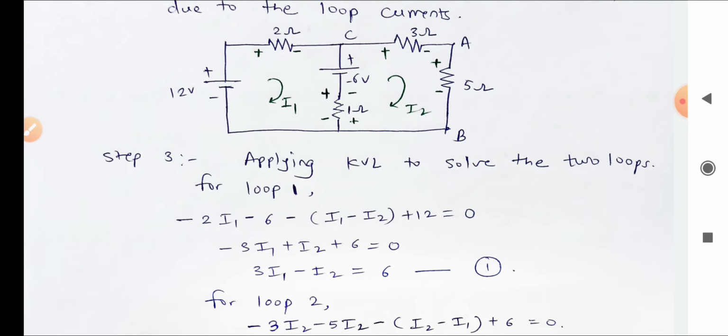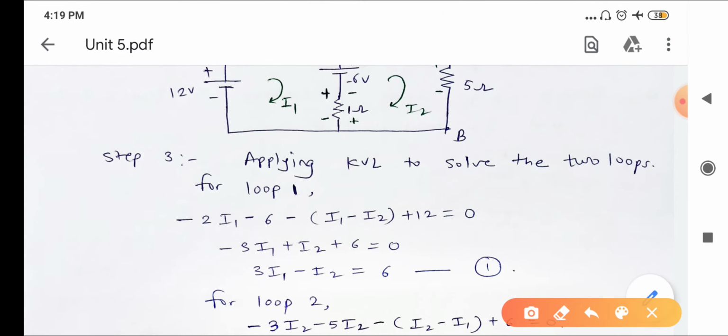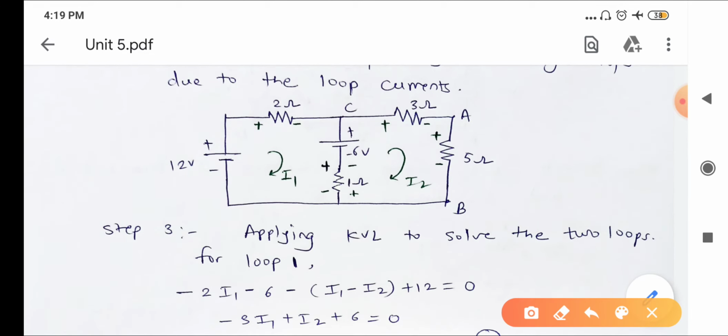So here first of all we'll write the equation for loop 1. Now in loop 1, I1 is flowing through it, so it will be minus 2 into I1. The next is minus 6, that is nothing but the potential drop is there.